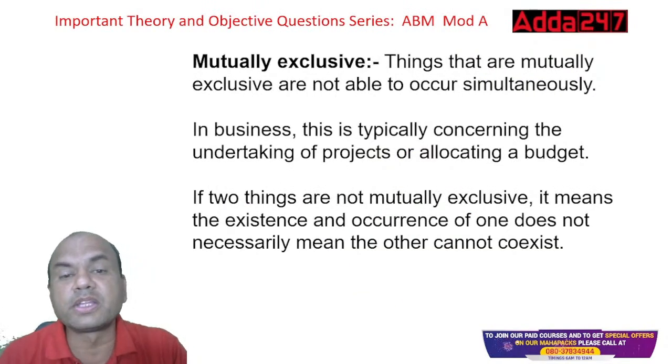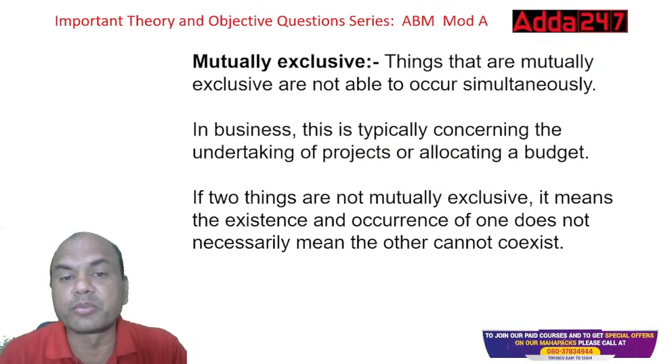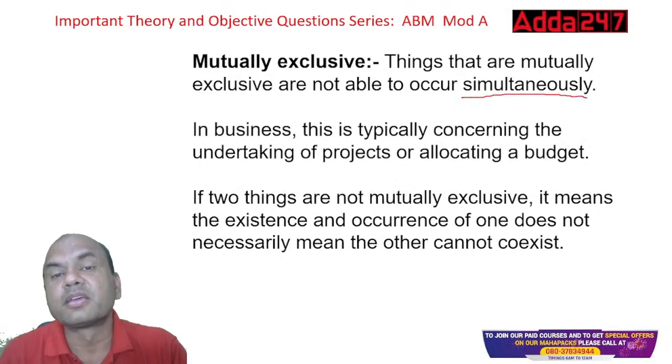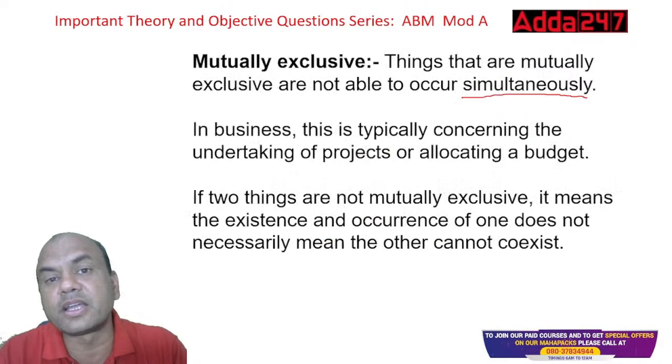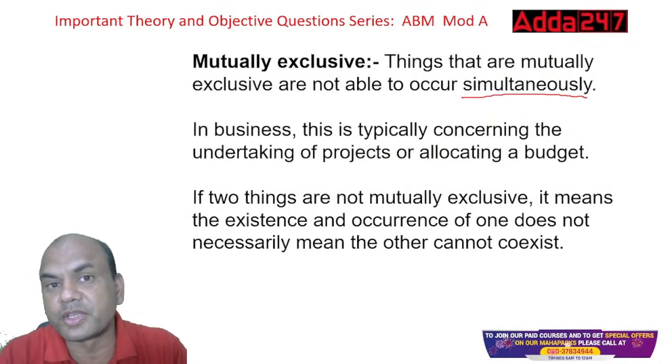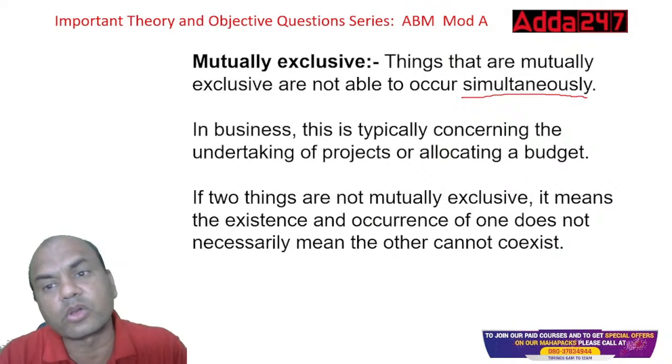Now, what are mutually exclusive events? Things that are mutually exclusive are not able to occur simultaneously. So simultaneously they won't occur at all. Can it occur simultaneously that you pass and you fail in any exam? No. These are exclusive events. Either you pass or you fail.